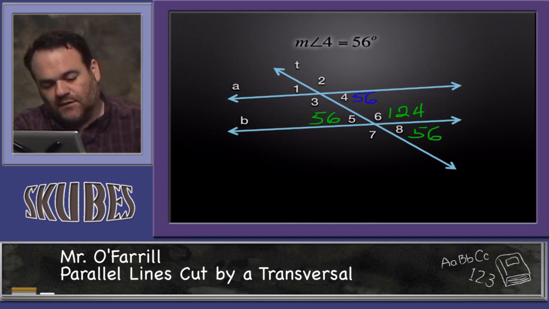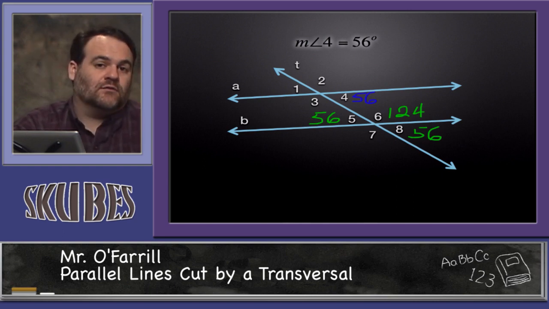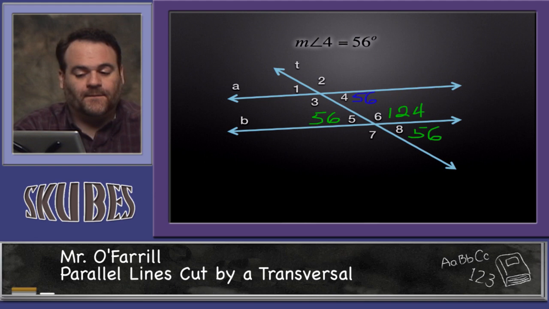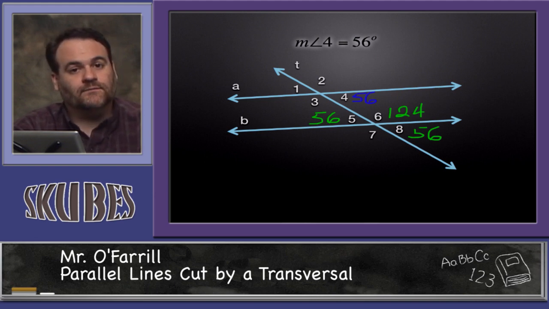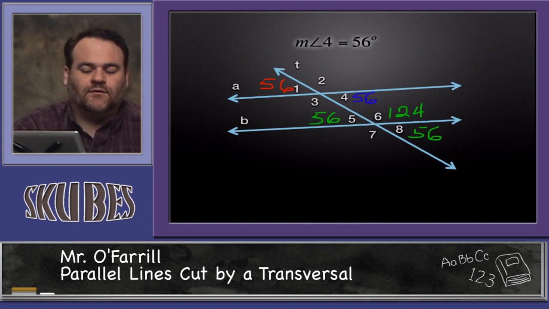All right. So let's use some of those other rules that you've used in the past. Which angle is a vertical angle from angle 4? Angle 1. And vertical angles are congruent. Angle 1 is 56 degrees.